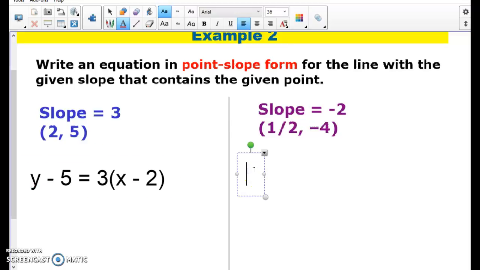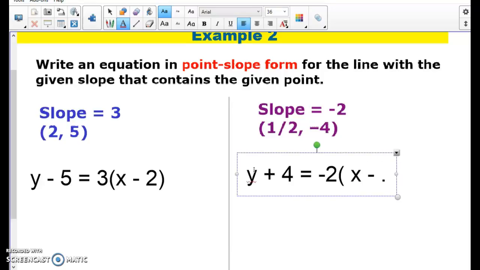Same thing over here. So y minus our y, which is a negative 4, so I have that minus a negative, which I'm then just going to erase and turn into a plus, equals our slope, which is negative 2, and then x minus 1/2, I'll just write 0.5. So just writing all those in.